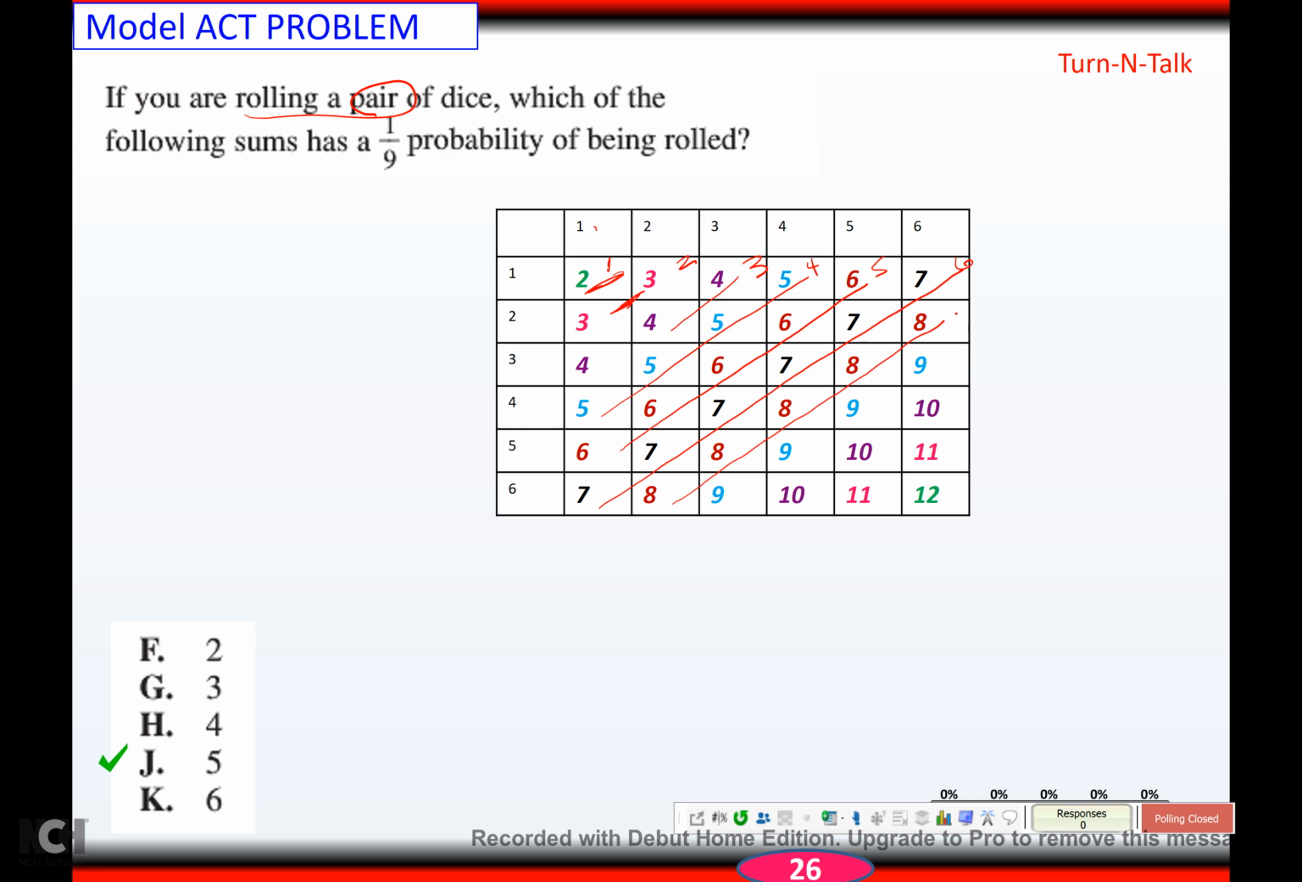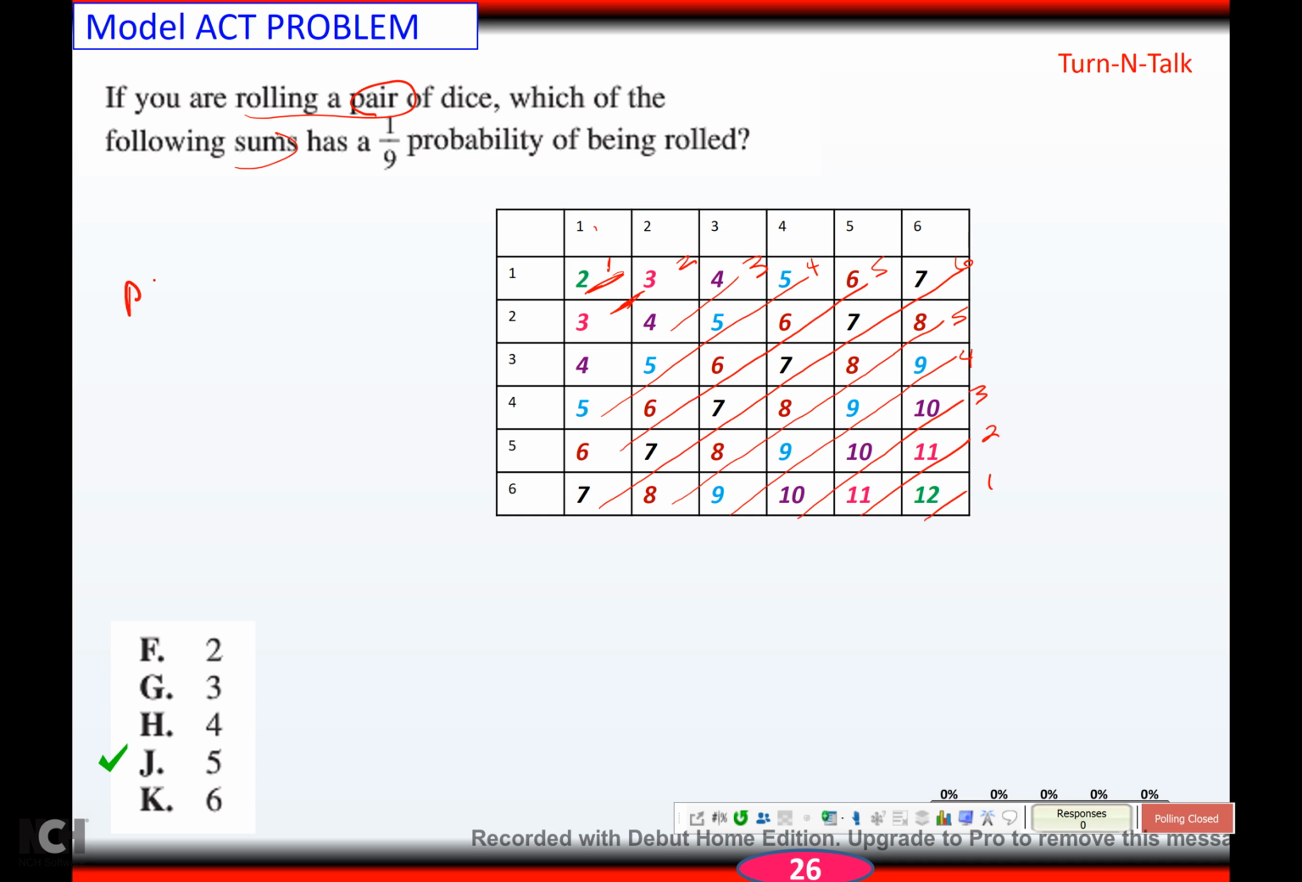And then it starts going back. Then there's 5 sums of 8. 4 sums of 9. 3 sums of 10. 2 sums of 11. And 1 sum of 12. Okay? Anyway, so they want to know which of the following sums has a 1/9 probability of being rolled.